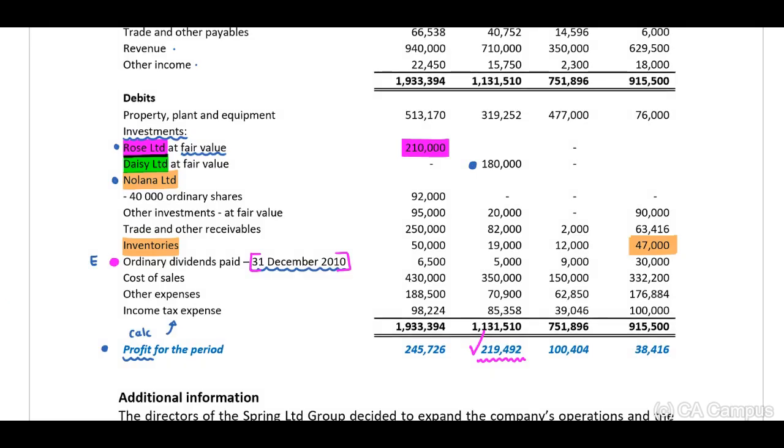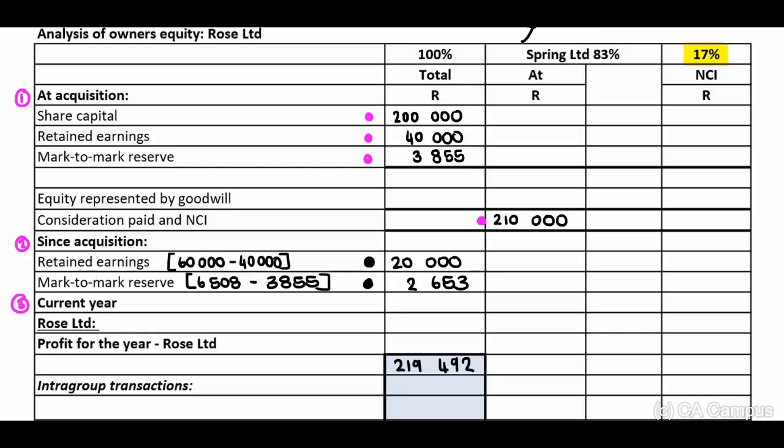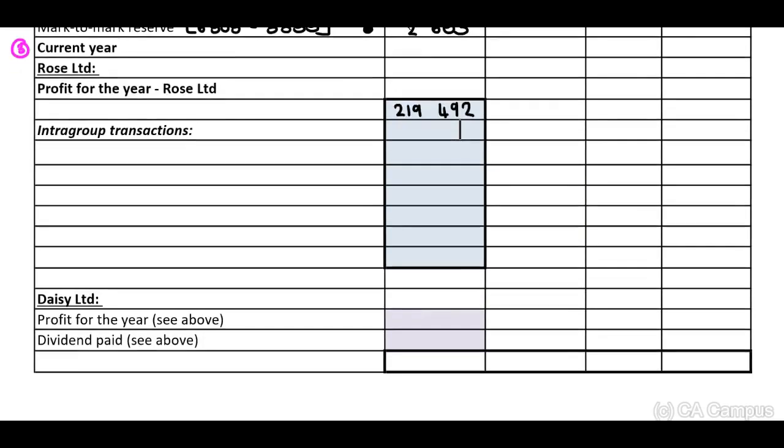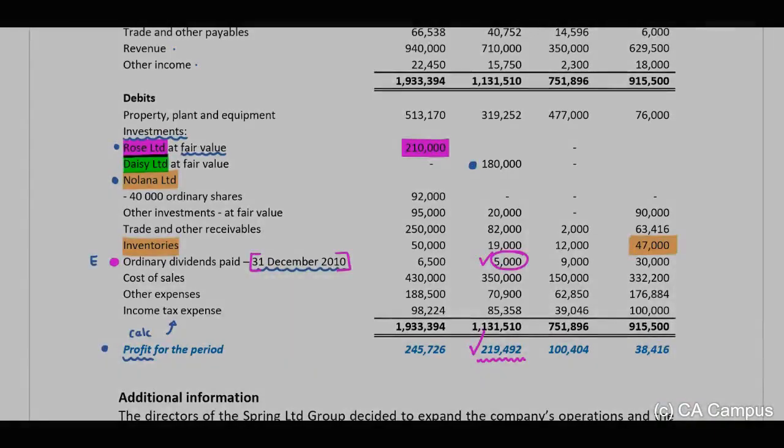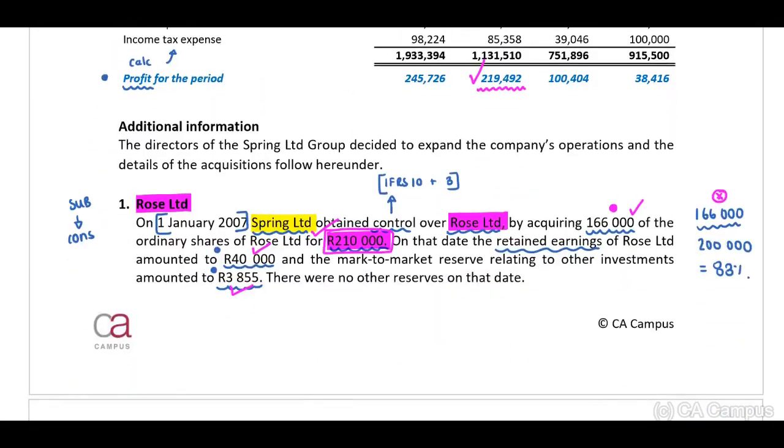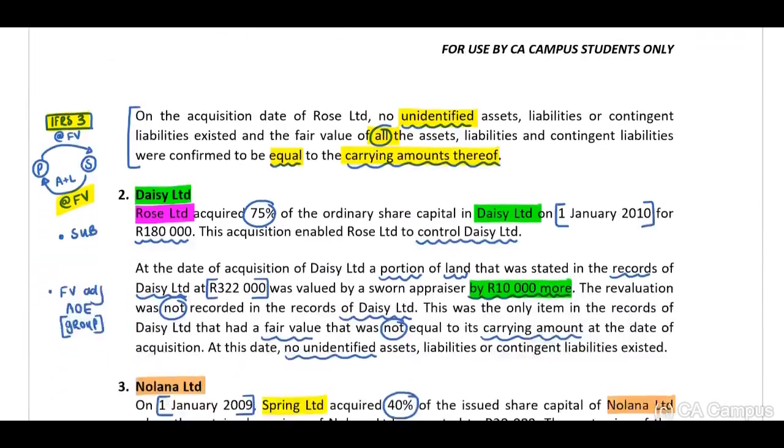Then the next important thing that we need to identify will be the dividends declared. Again, only look at Rose's column, and this will be an amount of 5,000 Rand. Therefore, let's transfer this to Rose's analysis of owner's equity. So guys, I will always add this somewhere at the bottom. Dividends, and this will be the 5,000. We can tick off number 1. We have included all of the relevant details as well as our trial balance.